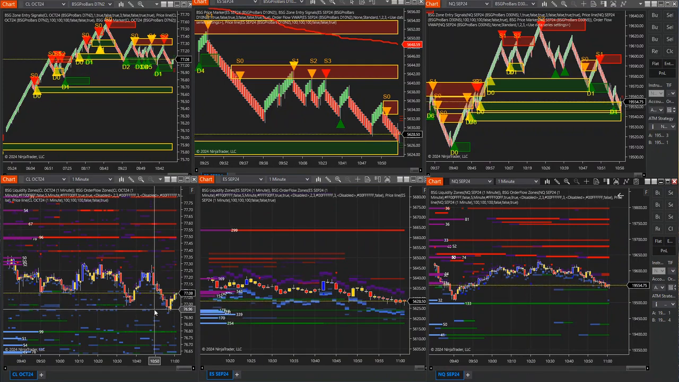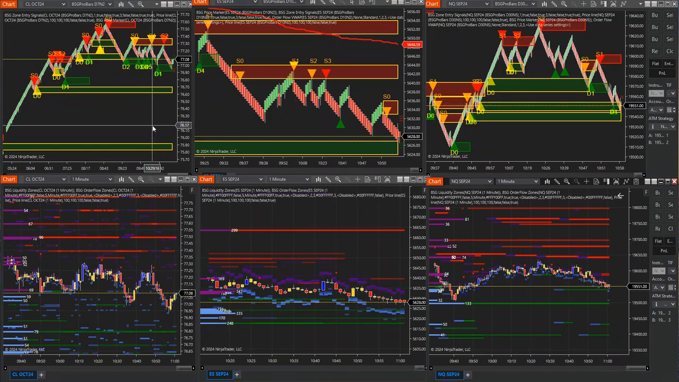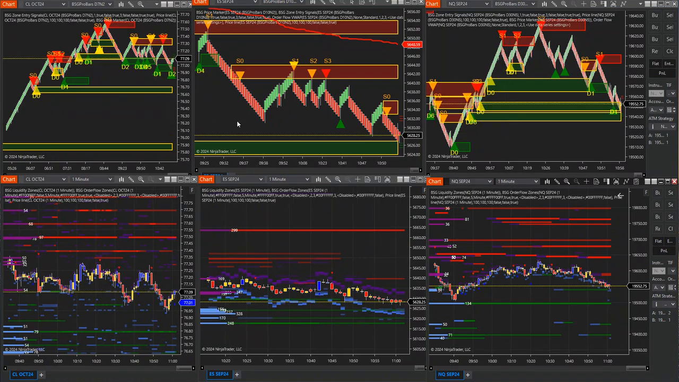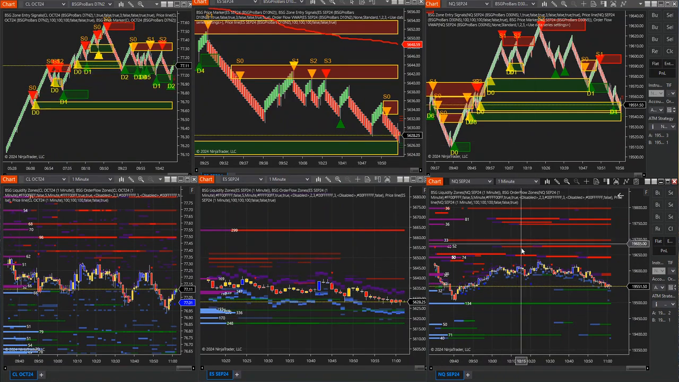I have the liquidity zones and the order flow zones indicator on the lower 3 charts, and then our level 1 based supply and demand zones signal system on the top 3. This is level 1, the bottom 3 are level 2 based. So most of the time I look for the confluence between those two.